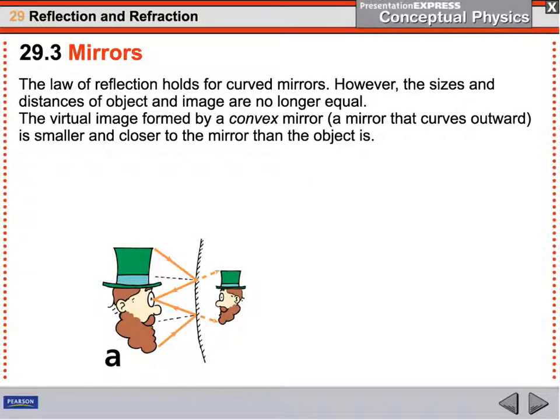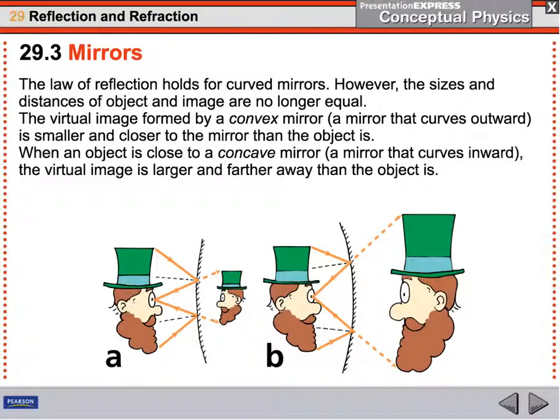The law of reflection holds for curved mirrors. However, the sizes and distances of objects and images are no longer equal. The virtual image formed by a convex mirror, a mirror that curves outward, is smaller and closer to the mirror than the object is. So you see this mirror, it curves like this, meaning it's a convex mirror. So your image is going to be smaller in a convex mirror. When an object is close to a concave mirror, one that curves inward, the virtual image is larger and further away. So this one was closer, this one looks further away and larger.